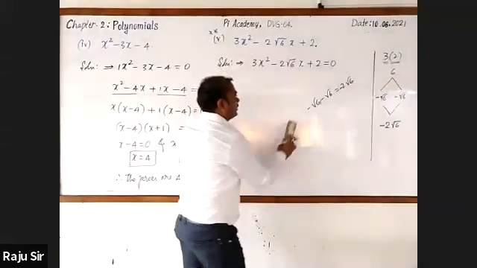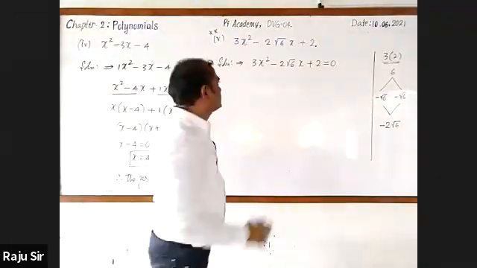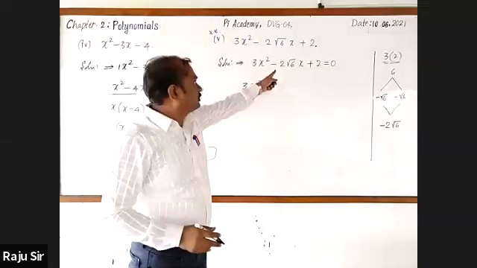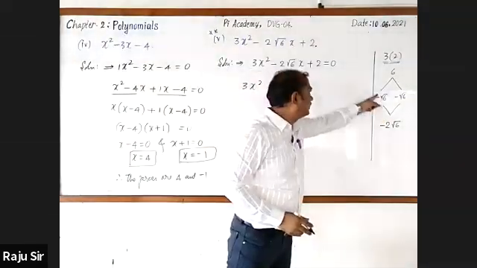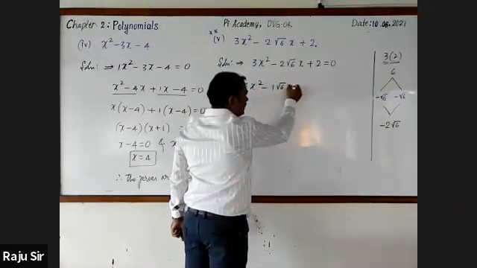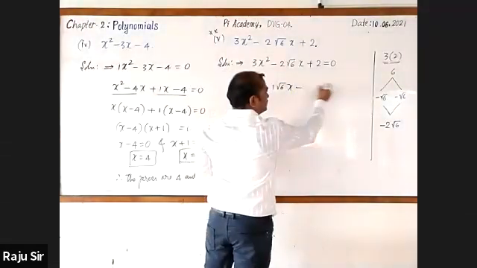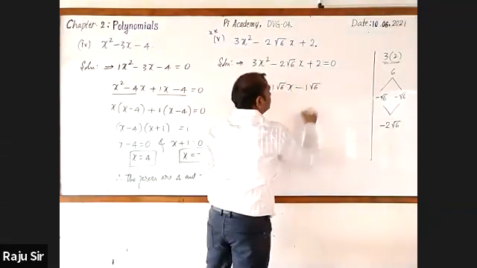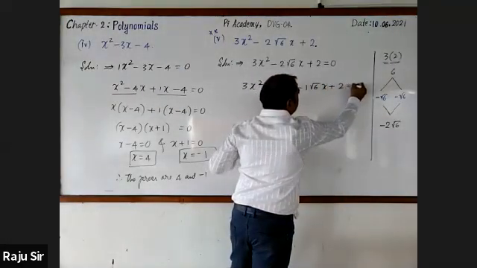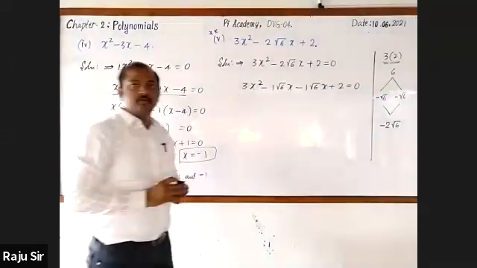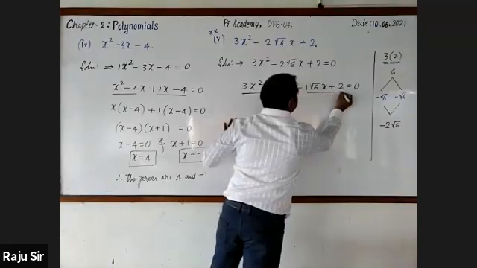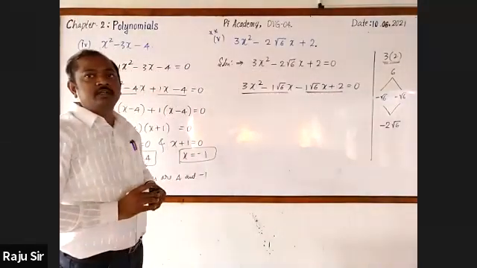Now please go and write it with me. This is 3x square minus 2 times root 6 can be written as minus 1 time root 6 x minus 1 more time root 6 x plus 2 equal to 0. Now group them.